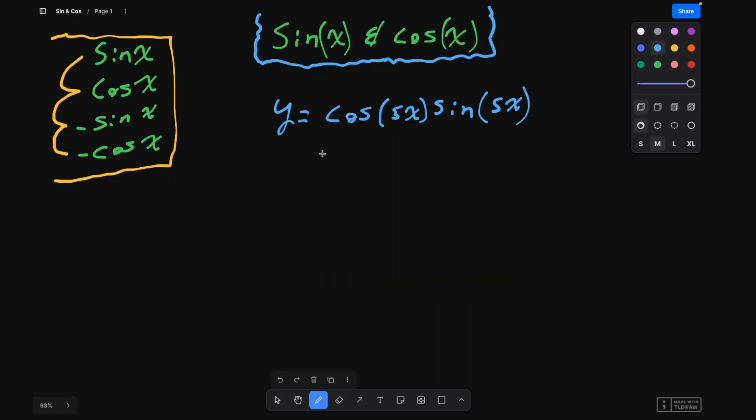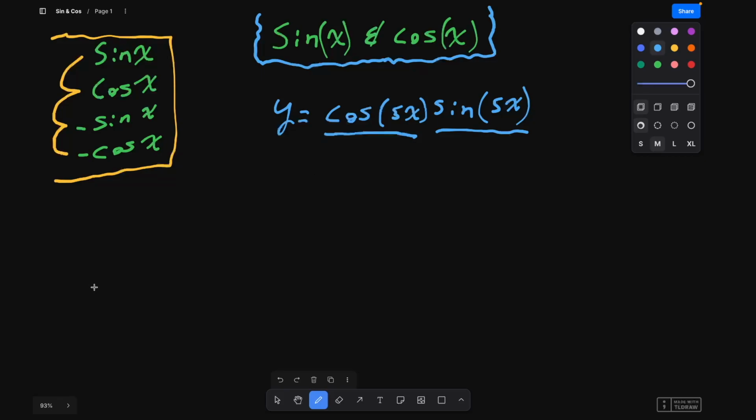If we wanted to take the derivative of y equals cosine of 5x times sine of 5x, we would have to recognize that we have a function times another function. And when you're taking a derivative of a function times another function, you need to use the product rule. And if you don't know how to do the product rule, you can check out my previous video where I go over the product, quotient, and the chain rule. So to take this derivative, we need to follow the product rule.